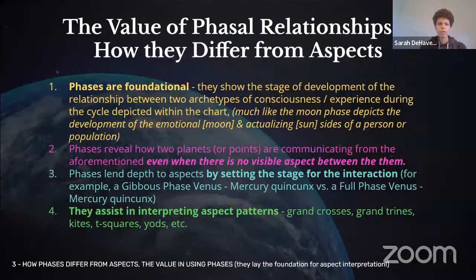All right, so the value of phasal relationships and how they differ from aspects. This is useful, so we'll go through this too. Phases are foundational. They lay a foundation. They show the stage of development of the relationship between two archetypes of consciousness and experience, which we call planets or points, during the cycle depicted within the chart. So much like the moon phase depicts the development of the emotional and actualizing sides of a person or population, that's how we would use planetary phases.